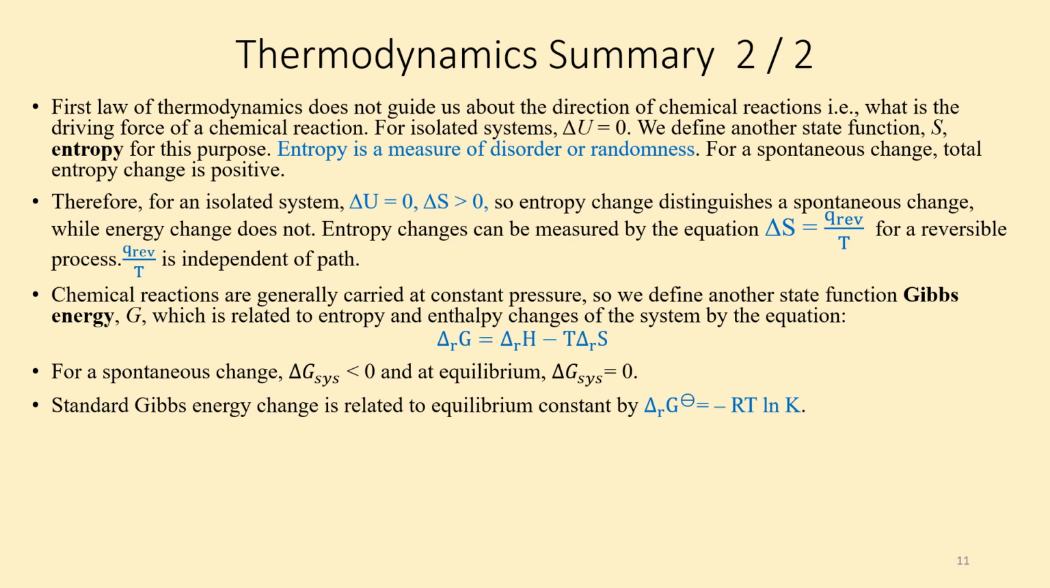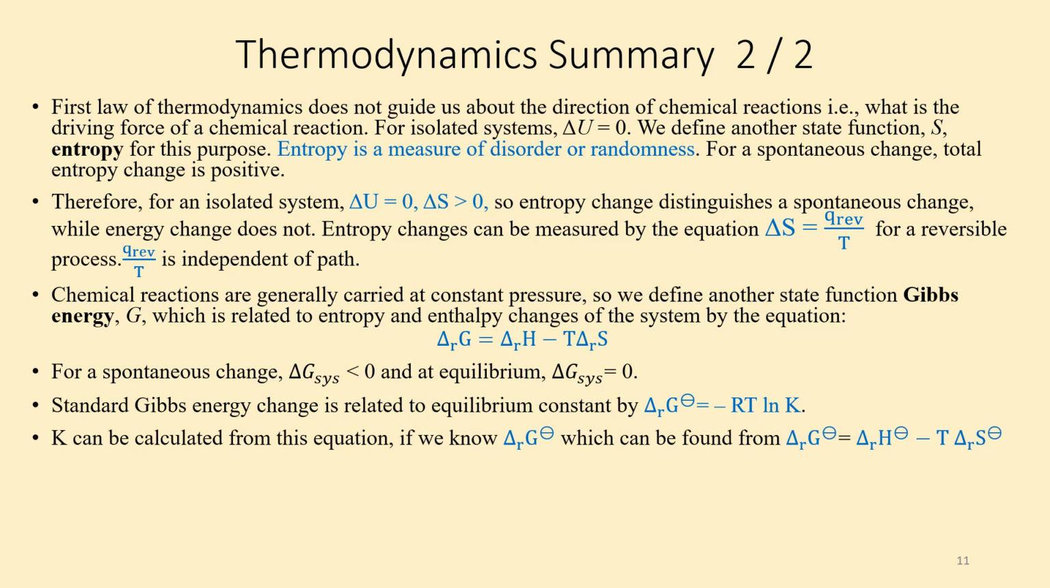Standard Gibbs energy change is related to the equilibrium constant by the relation delta rG naught equals minus RT ln K, where K is the equilibrium constant. The equilibrium constant K can be calculated from this equation if we know the value of delta rG naught, from the relation delta rG naught equals delta rH naught minus T delta rS naught.